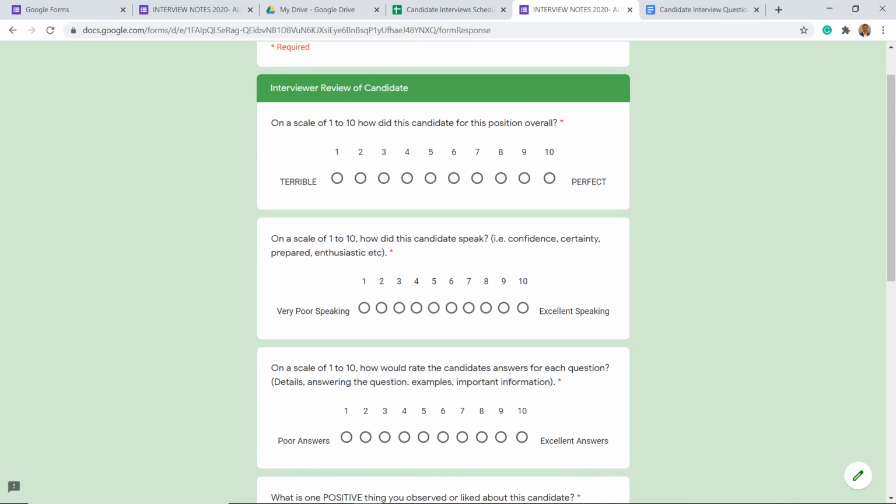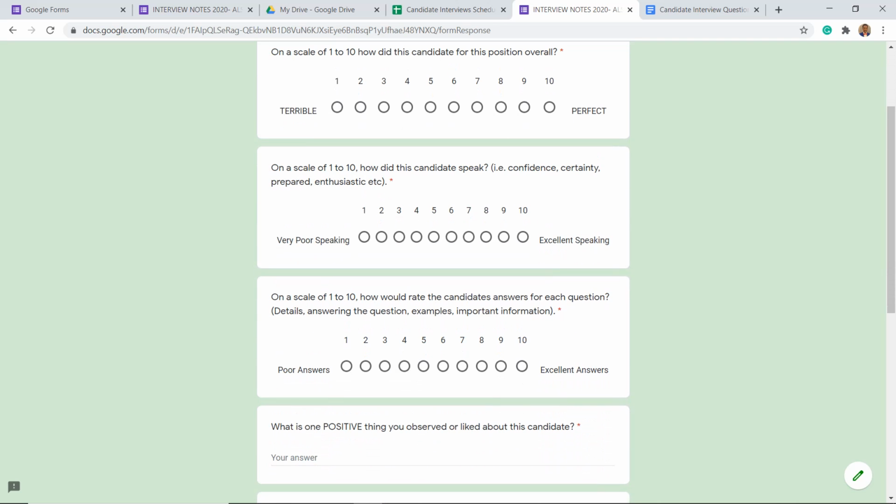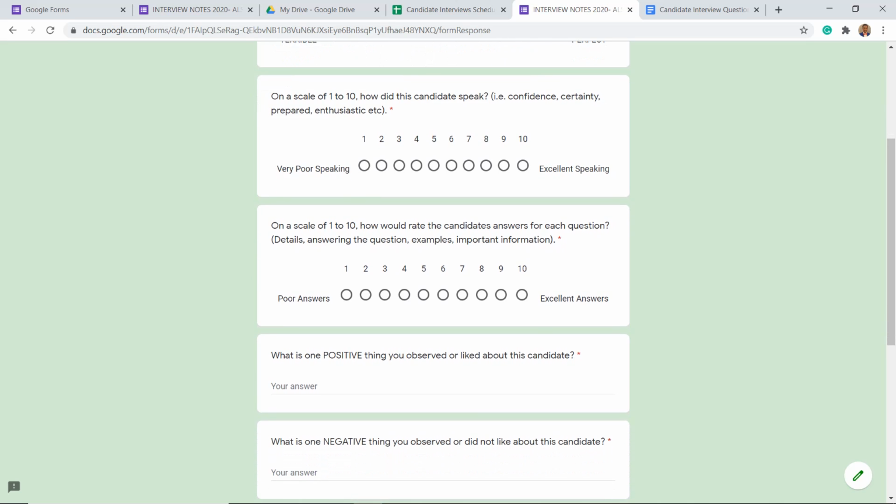The next question asks, how was this candidate speaking? Were they confident? How certain were they about the answers? Were they prepared? Were they enthusiastic? Were they persuasive? Thinking about how well they can speak is an important key part for the American Leader Society. Then moving on, how would you rate the answers they were giving you?